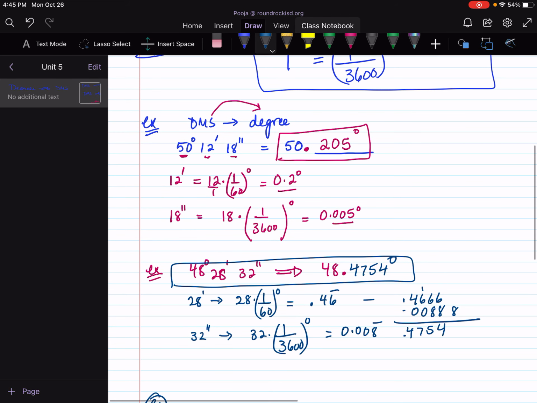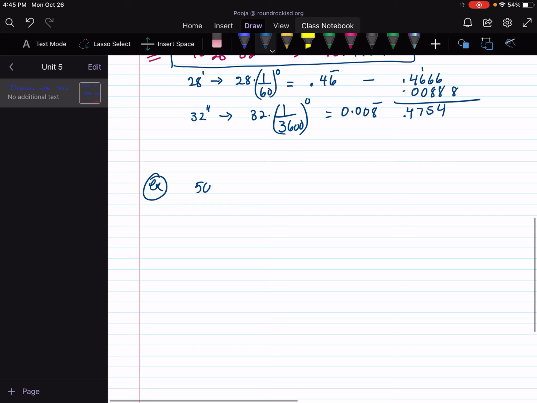Let's use this example. Let's say I have 50.205 degrees, and that needs to be converted into precisely how many degrees, how many minutes, and how many seconds. So you can have in your mind that this needs to be converted to certain degrees. So 50 whole degrees, so you get that 50 degree part, right?